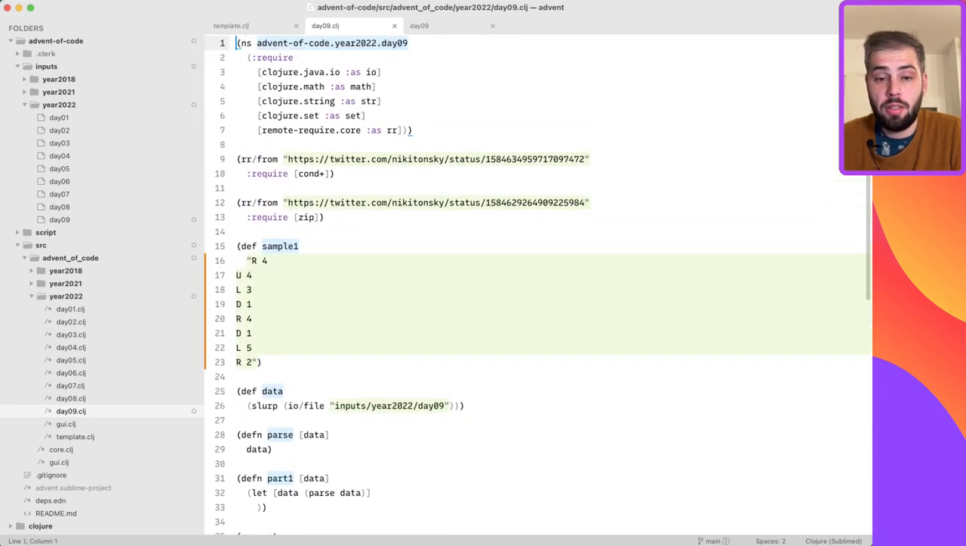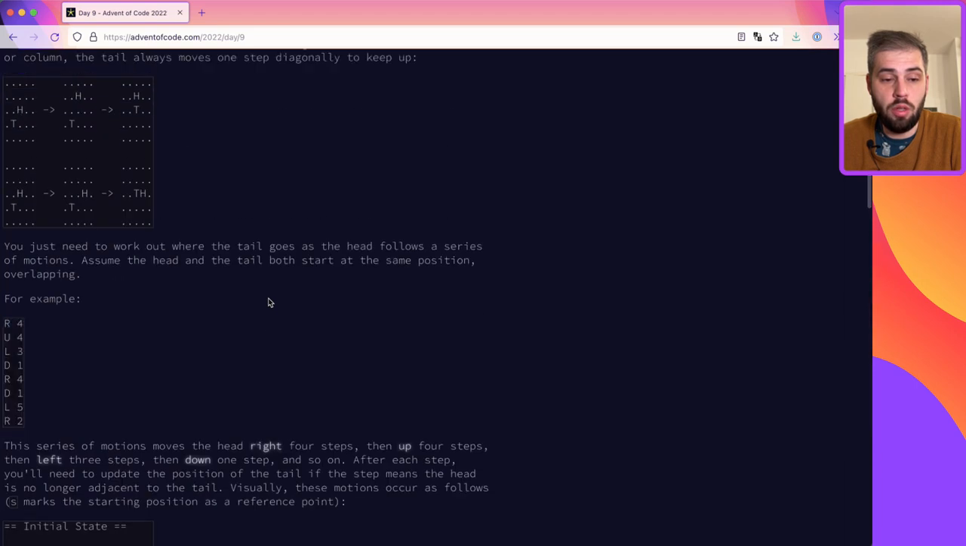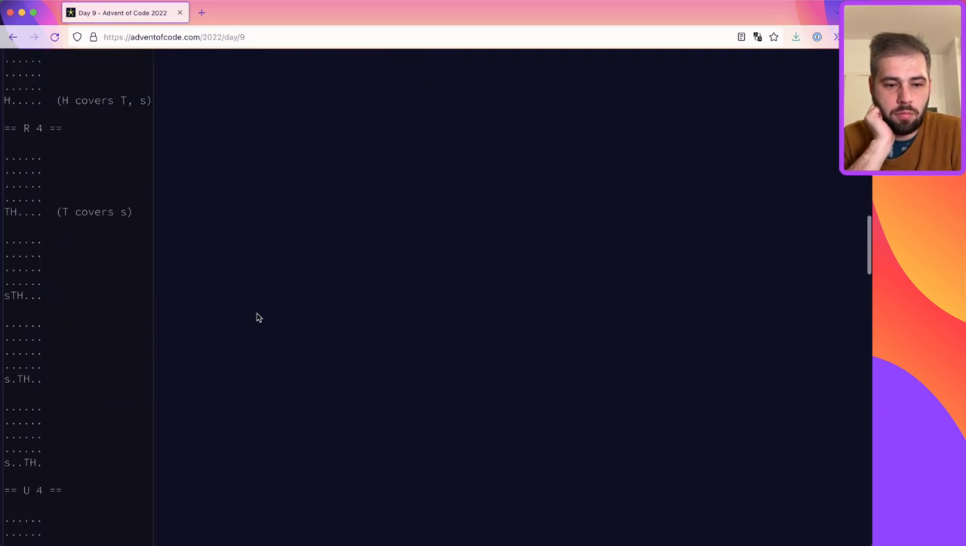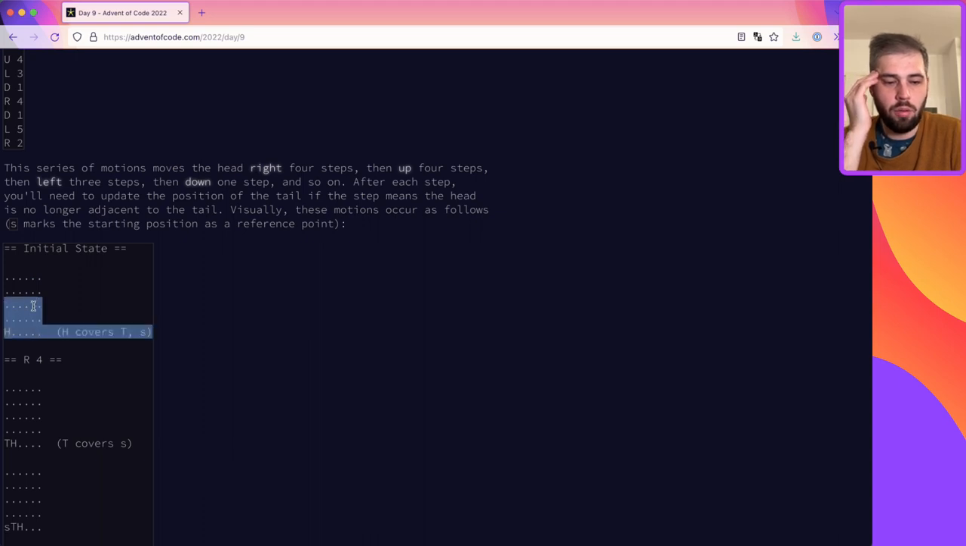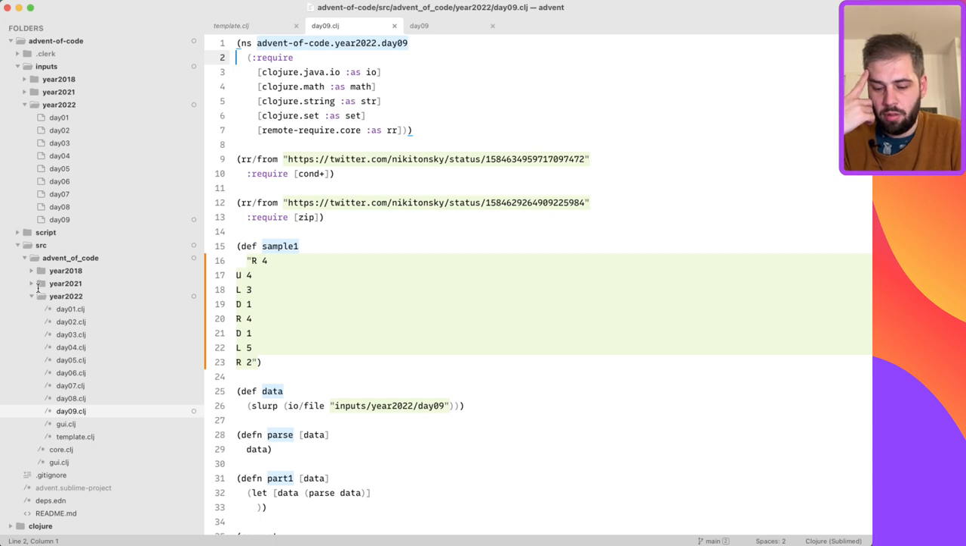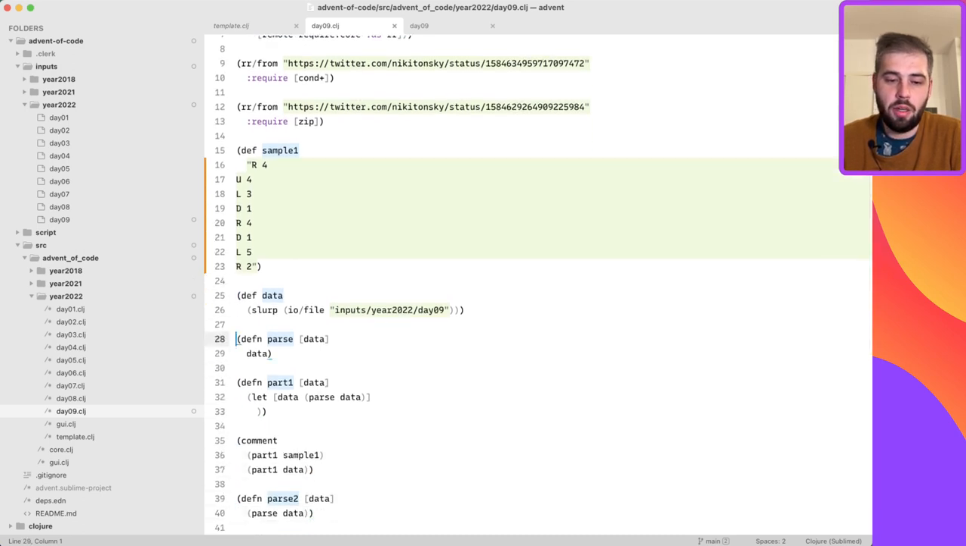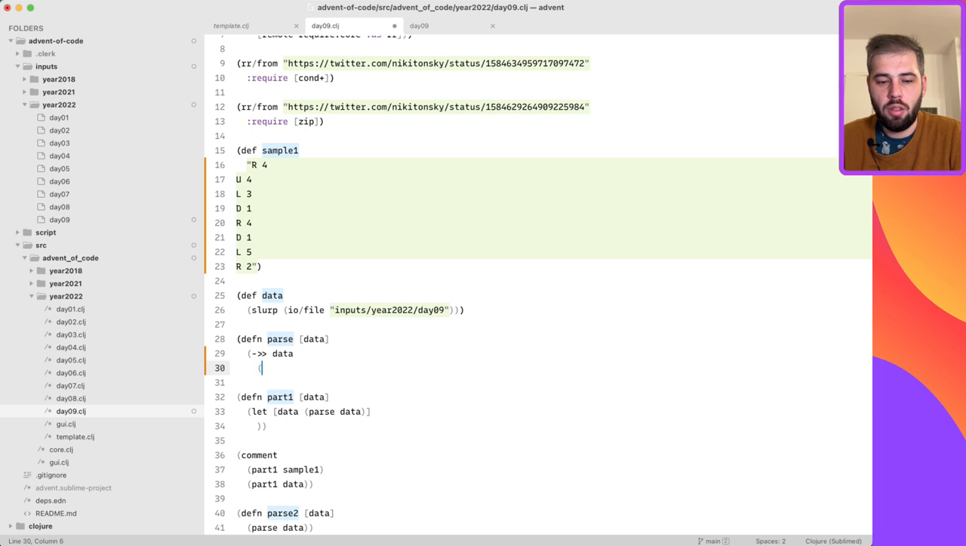Visualization probably. Let's start with, I don't know, a data structure for this. So R3 is actually like R4, it's four steps to the right. So I feel like it has to be something like, yeah, parse data, split lines.